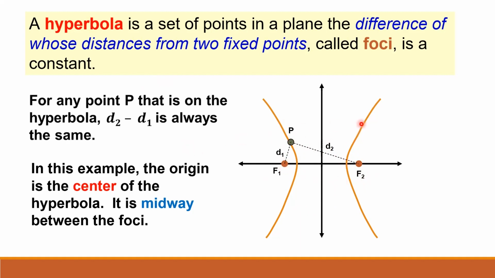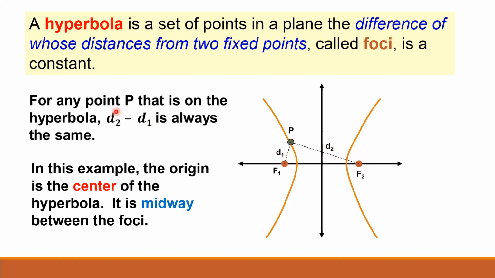So if, for example, we get this point, if we get the distance of this point from F1 minus the distance of this point from F2, that will always be the same as the one we got a while ago. For example, if this D2 minus D1 is 10 minus 2, so the difference is 8. If this point's distance from F1 is 12 and this is 4, 12 minus 4, it's still the same 8.